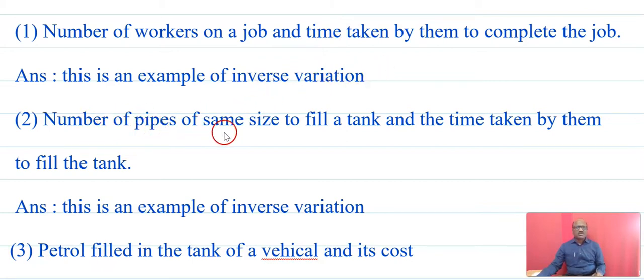The number of pipes of the same size to fill a tank and the time taken by them. This is again inverse variation. If the number of pipes is more, then the time taken to fill the tank is less. Therefore, it is inverse variation.